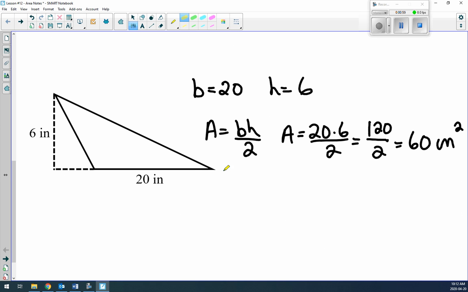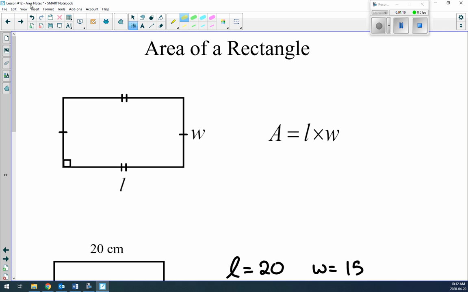So here's our main triangle here. And the dotted lines just show the extension of this. So the base in this case is 20, right? b equals 20. And the height overall is 6. So h is 6. Again, plug it into the formula. 20 times 6 divided by 2. So 120 divided by 2 is 60 inches squared, right? Don't forget your units.